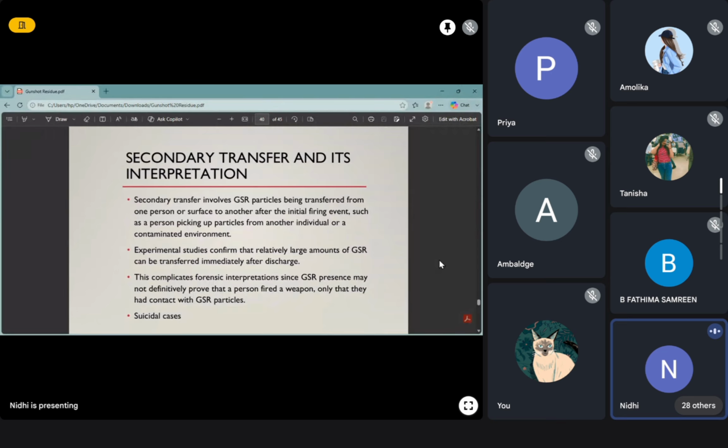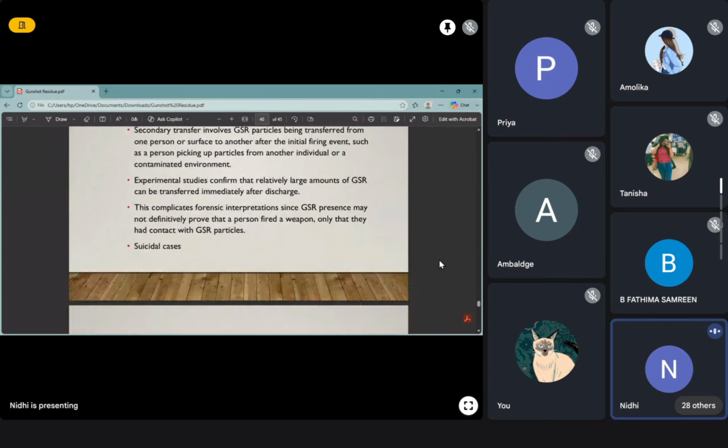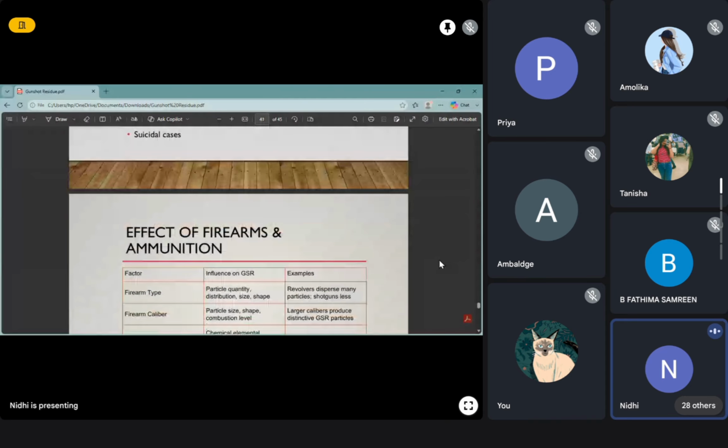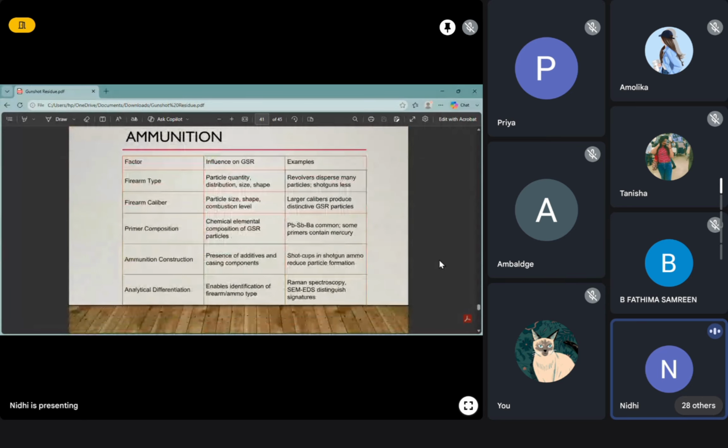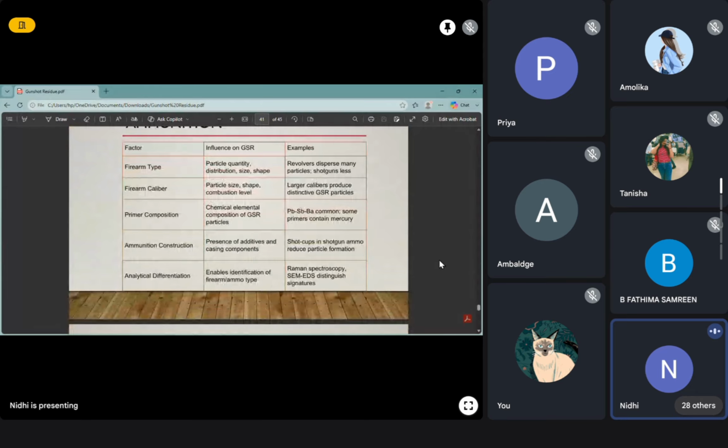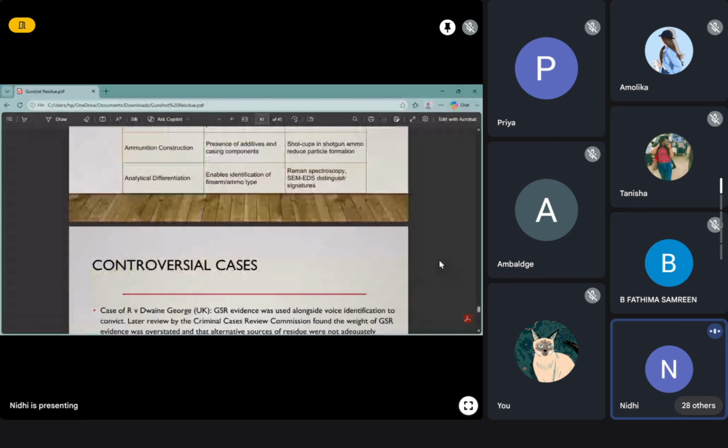This complicates forensic interpretation since GSR presence may not definitively prove that the person fired a weapon, only that they had contact with GSR particles. Then the effect of firearms and ammunition. This is not really important when it comes to understanding, but you should just read this portion.